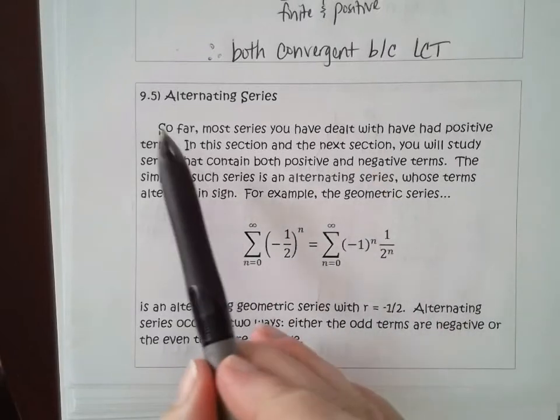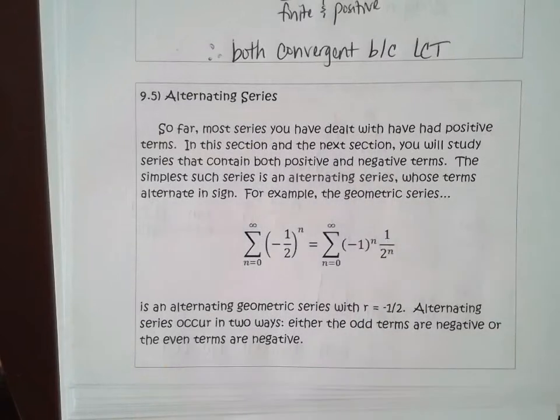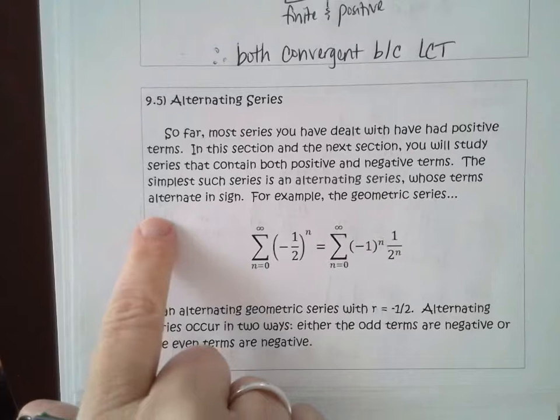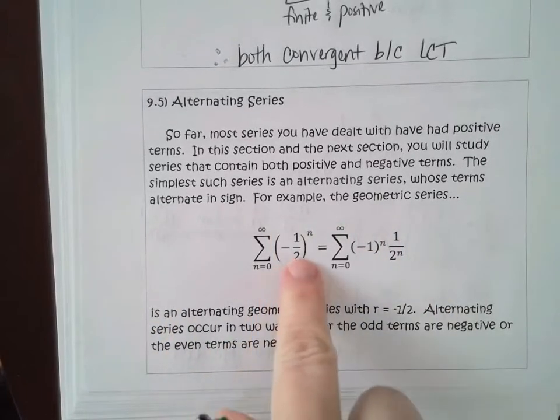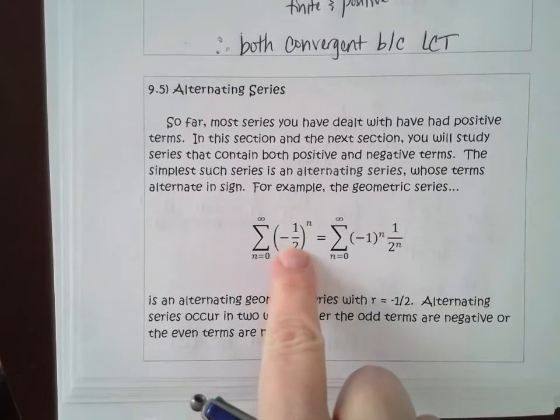It says, so far, most series you have dealt with have had positive terms. In this section and the next section, you will study series that contain both positive and negative terms. The simplest such series is an alternating series, whose terms alternate in sign. For example, geometric series.